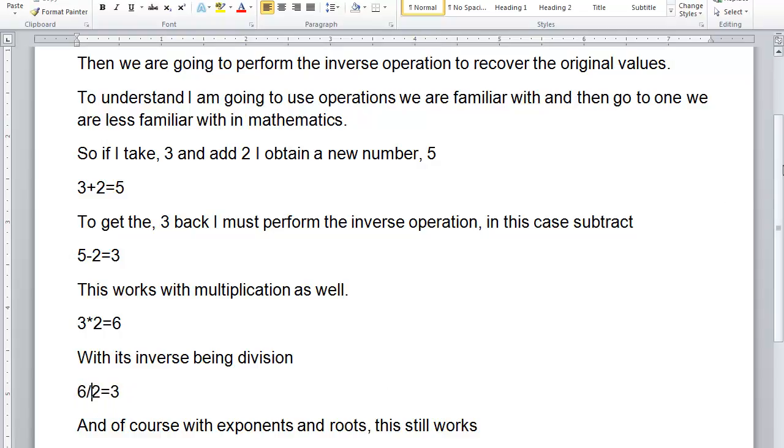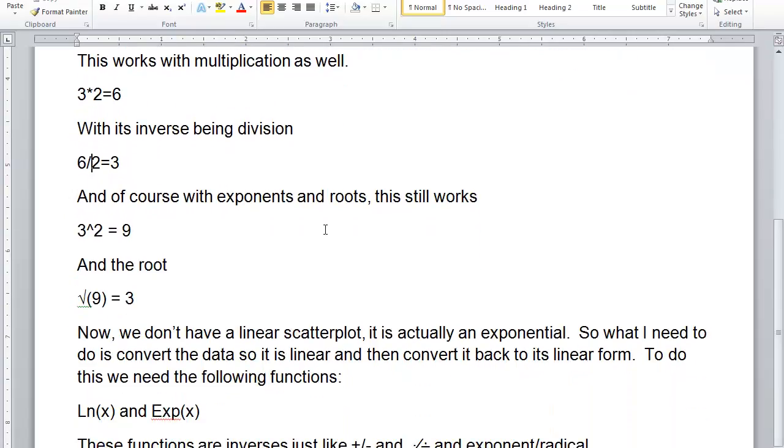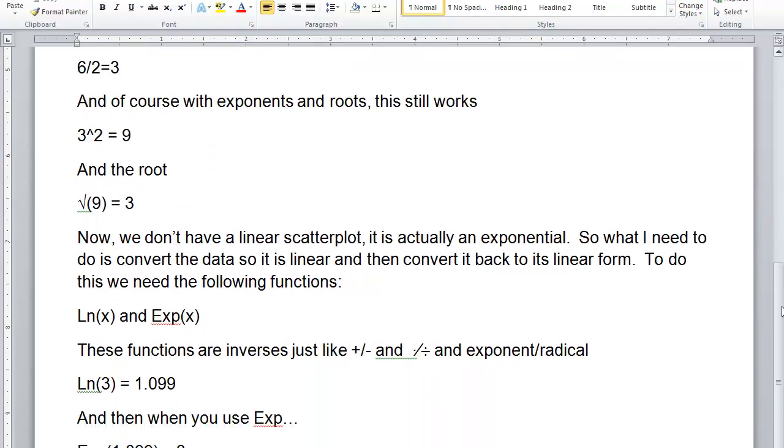All right? And of course, with exponents and roots, this still works. If I take 3 and I square it, I get 9. The inverse operation of an exponent is a root. And then the square root of 9 is going to give me back my 3. All right, so those inverse operations are going to really help us out.